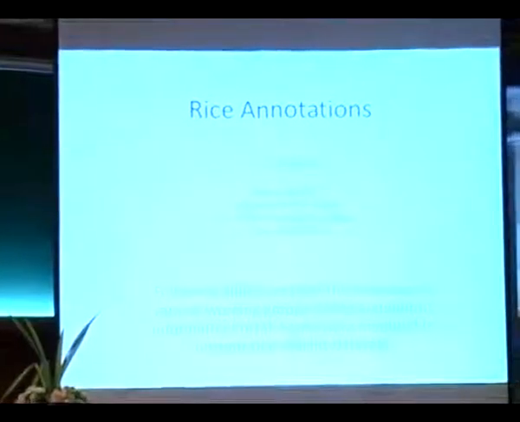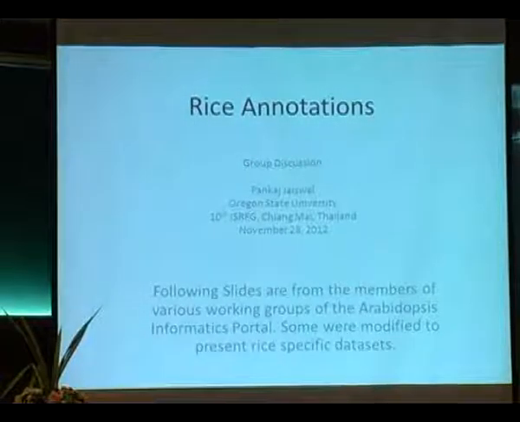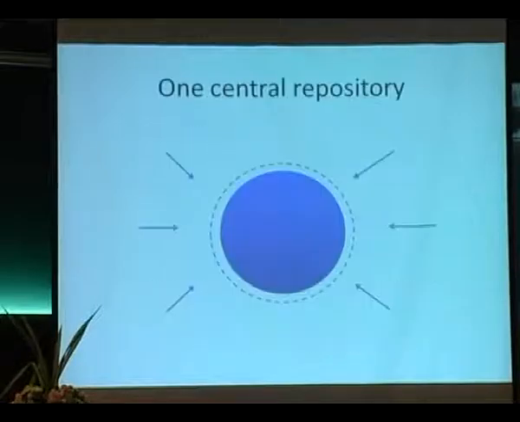rice, right? So I'm using some of the slides from the Rabbit Informatics portal, but some of them have been modified for rice. And you heard something from Blake Myers on the first day, and you continue to hear all about the data sets that are being generated everywhere. So far you've seen that some of the repositories are central repositories. You heard about Gramene, you heard about RAP, you heard about some other individual repositories.